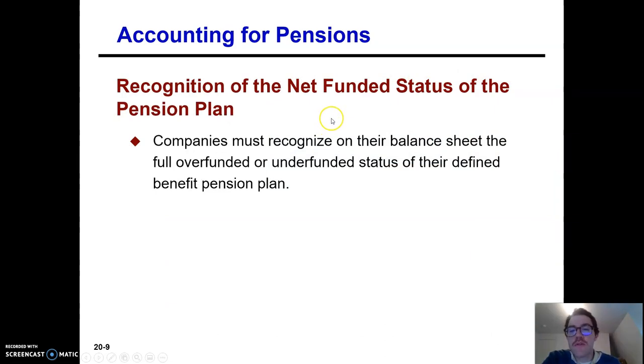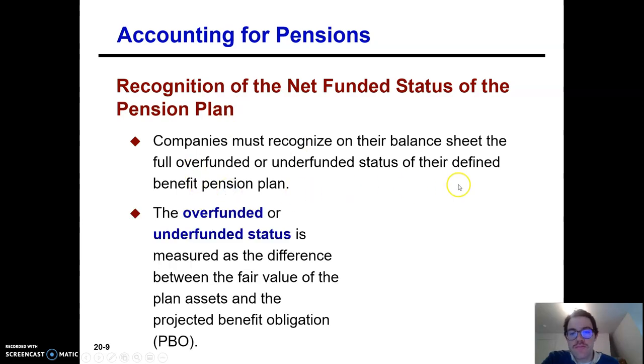So on your balance sheet, if you're a public company, you've got to recognize how over or underfunded your pension plan is. If it's overfunded, you have a pension asset. If it's underfunded, you have a pension liability. So how do you do that? It's easy. You just take the difference between the fair value of the plan assets, those plan assets being stocks and bonds, things you invest in, and the liability, the projected benefit obligation.